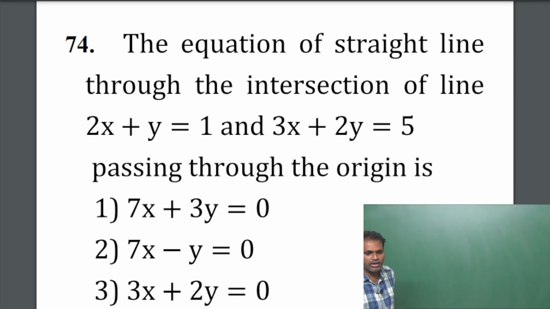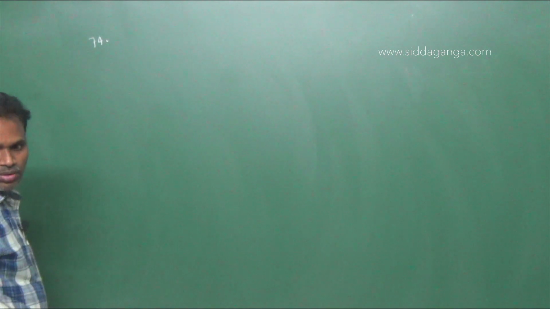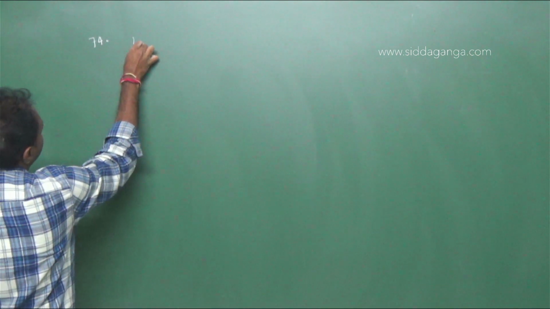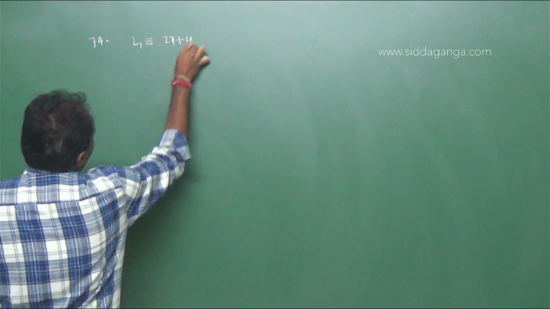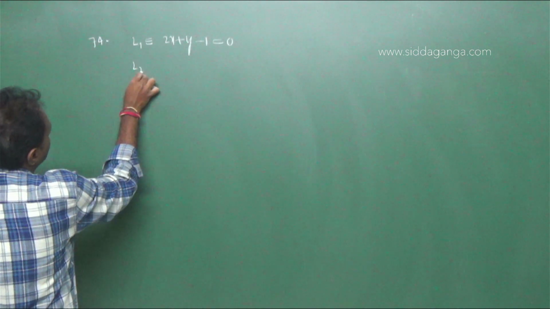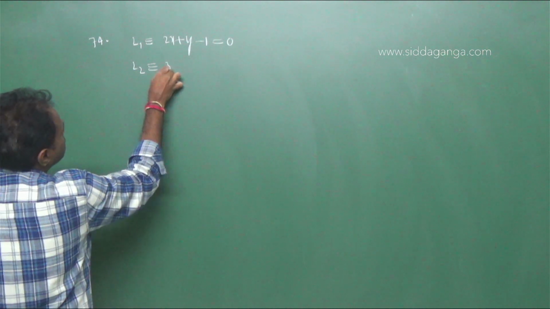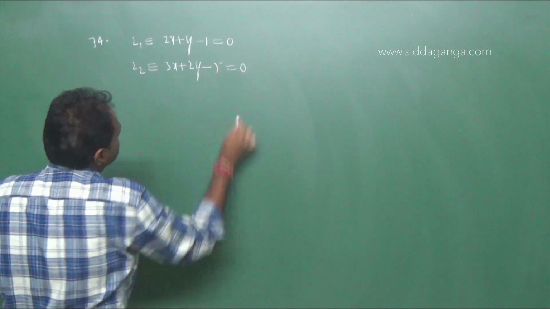The equation of straight line through the intersection of lines 2x plus y equal to 1 and 3x plus 2y equal to 5 passing through the origin is. Now here given two line equations. First line L1 equal to 2x plus y minus 1 equal to 0, and second line L2 equal to 3x plus 2y minus 5 equal to 0.